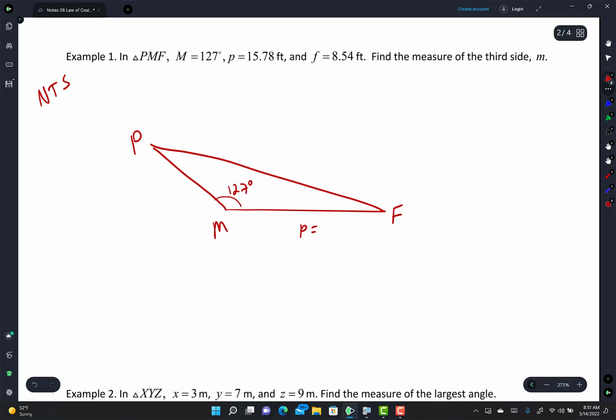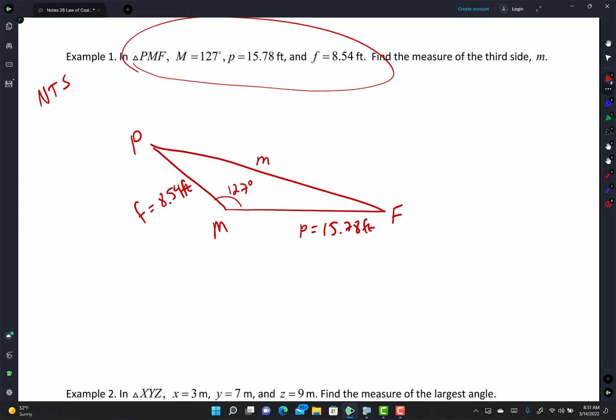Little p is 15.78 feet. This is little m. We do not know little m. And this is little f. Little f is 8.54 feet. Does everyone know, like if they give you these, can you guys draw this triangle? Okay, let me know if you have issues with that.